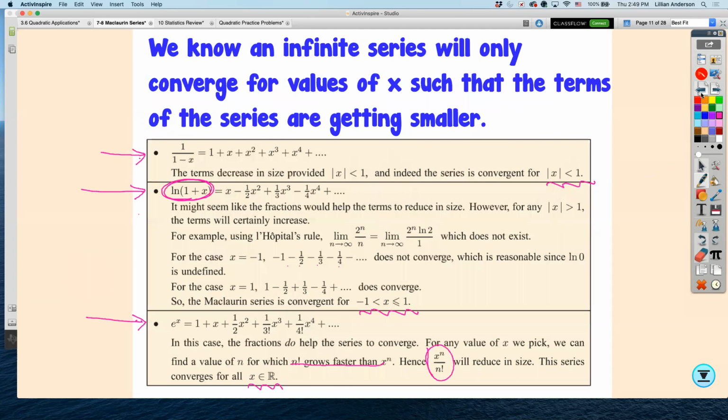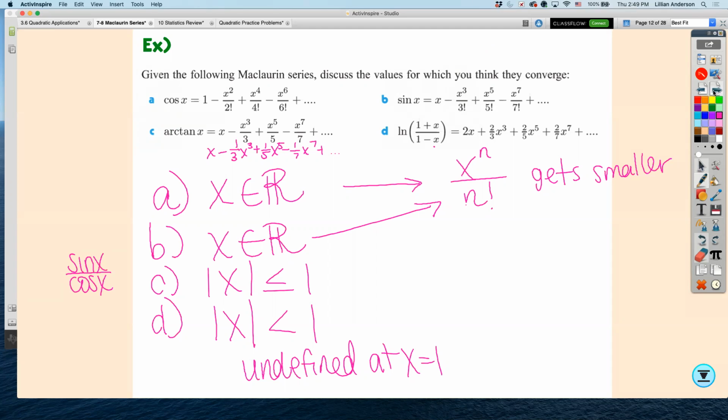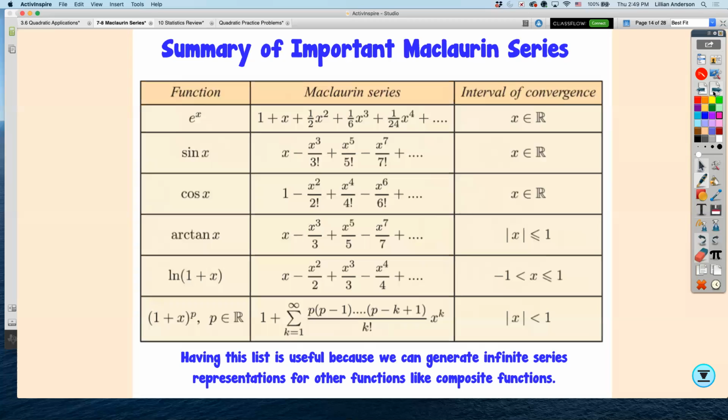Or even your polynomial functions that look like number 1. Rational functions. I'm going to skip over this example for right now and talk about some of the important Maclaurin series that you should know, because we can generate an infinite series representation for these other functions with composite functions. So e to the x, sine x, cosine x, arctangent, the ln of 1 plus x, and 1 plus x to the p power.